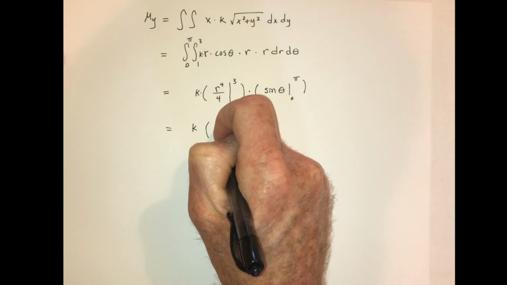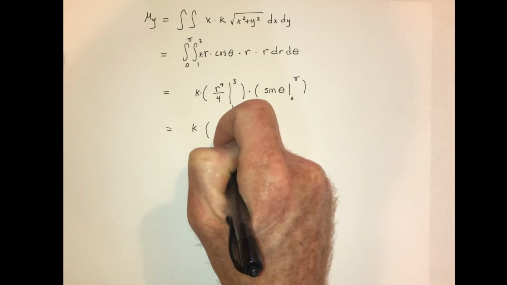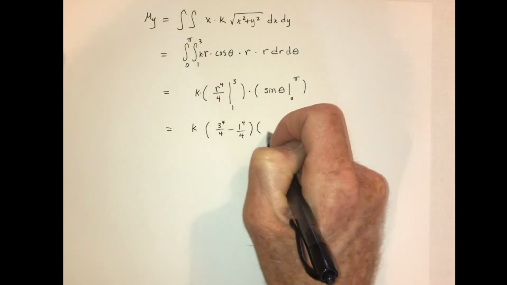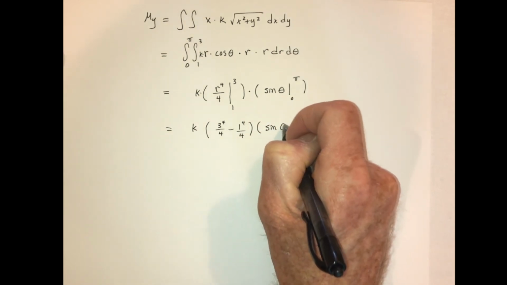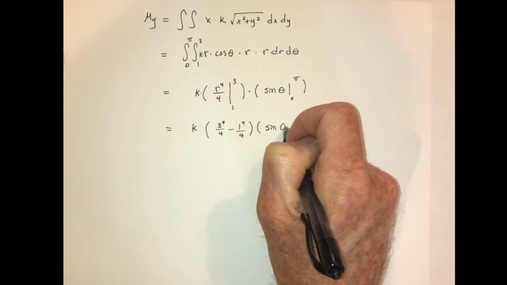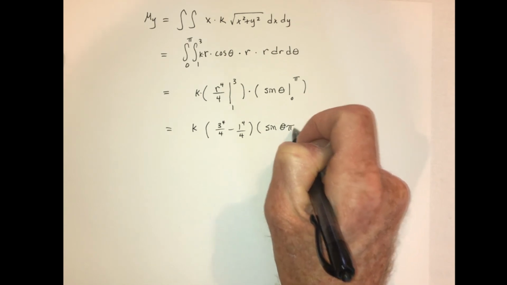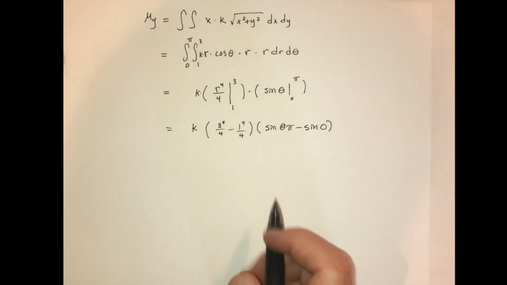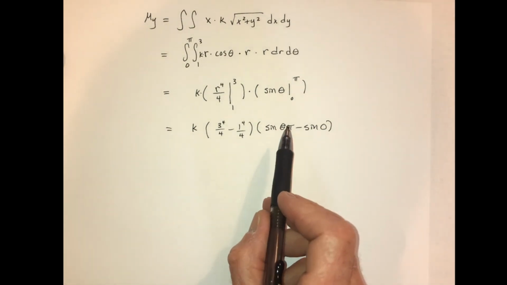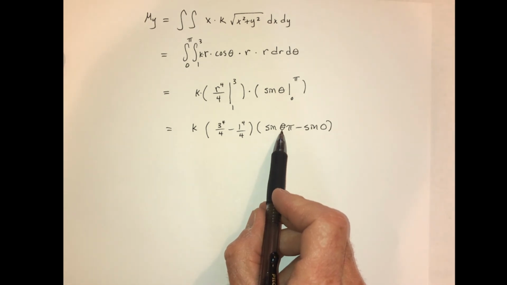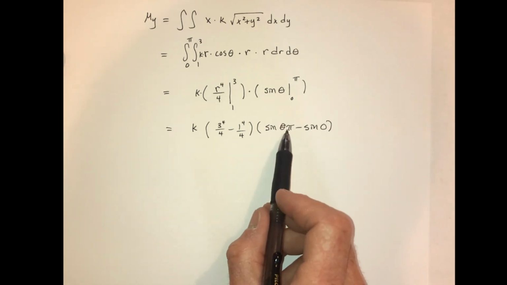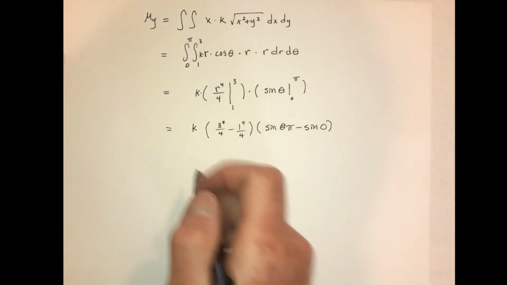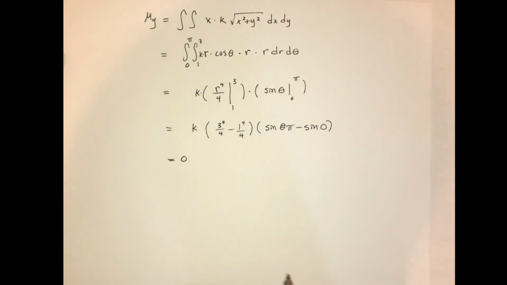So then we'll have 3 to the 4th over 4 minus 1 to the 4th over 4. And then this part will be sine of pi minus sine of 0. Well, sine of pi is equal to 0, which is what my brain was trying to say right there. Sine of pi is equal to 0, and sine of 0 is equal to 0, so that means this is 0 times this. It means that it equals 0.